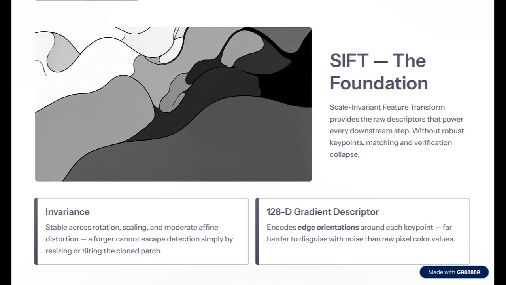This step's output is a set of descriptors. Each key point is turned into a 128-dimensional vector. This vector doesn't just store color, it stores the gradient orientation, which is the direction of edges around the point. This is much harder to fake or hide with noise in a forged image. SIFT's output is a hash map of key points mapped to their descriptors.